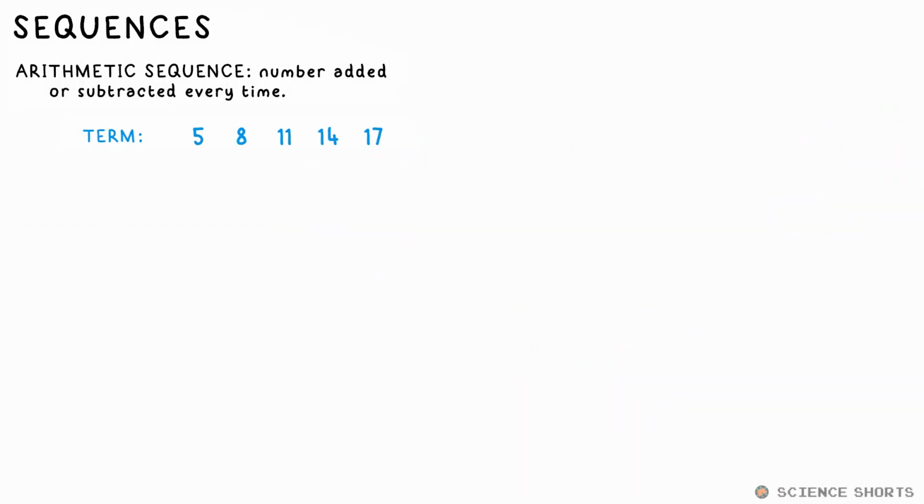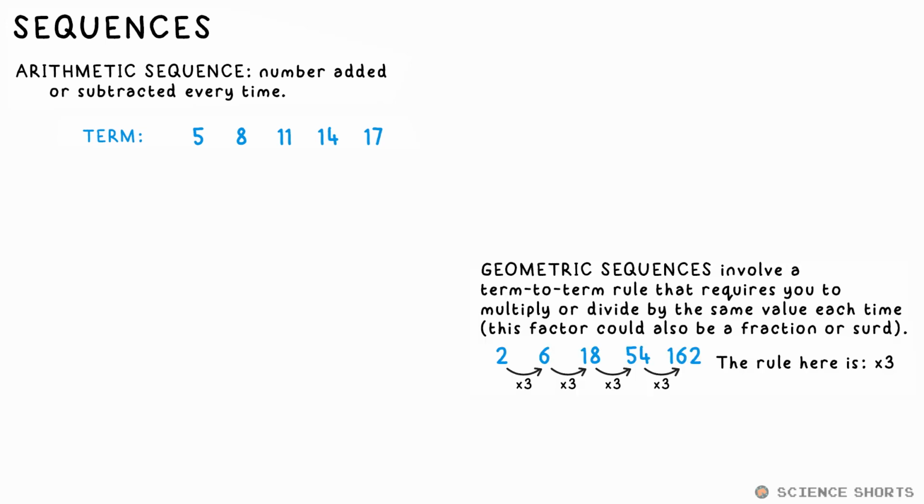A sequence is a set of numbers, which we call terms, that follow a pattern. An arithmetic sequence is the simplest kind. It's one where the rule is that a number is added or subtracted each time. If that's the same number every time, it's a linear arithmetic sequence. A geometric sequence is one where we multiply or divide by a number each time instead.